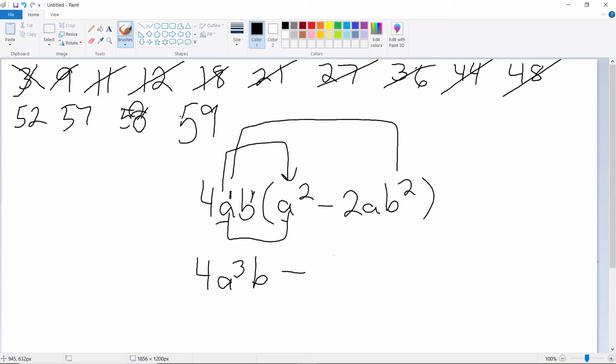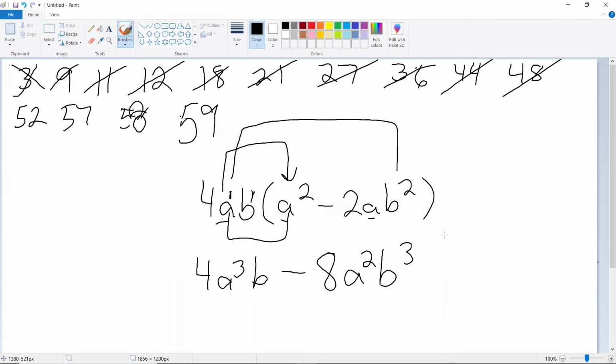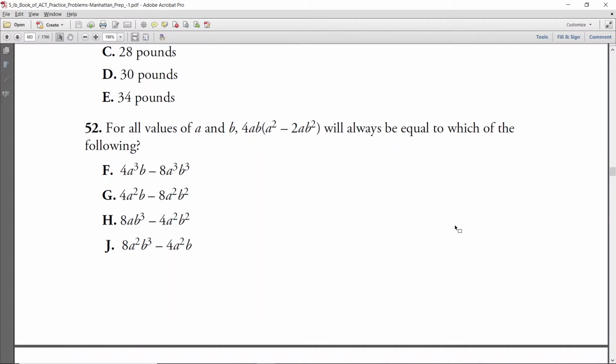Negative 2 times 4, negative 8. A to the first times a to the first is a to the second. We just add the exponents. B to the first times b to the second is b to the third. Now we have to look again because they may have simplified it, but they didn't. 4a cubed b minus 8a squared b to the third. Did I do something wrong? 2ab squared. So 4a cubed b minus 8a squared b to the third.